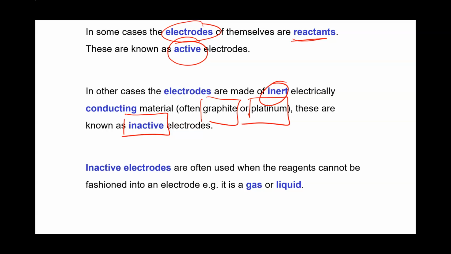If the reactant that is undergoing reduction or oxidation is a solid, and it's electrically conducting, then that's a perfect material for an active electrode. If our reactant that's undergoing oxidation or reduction is a liquid or a gas, or it's not particularly electrically conductive, then it's going to be hard to attach a wire to it. It's going to be hard to fashion into an electrode, and in those scenarios we'll probably use an inactive electrode.